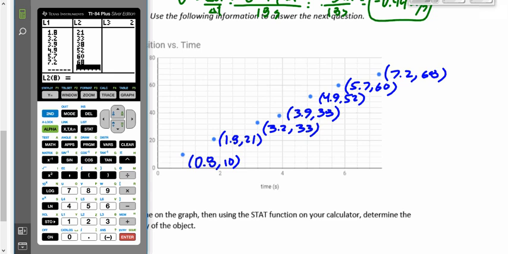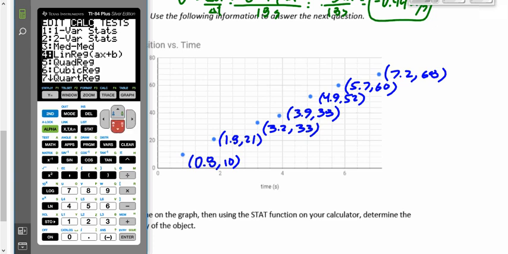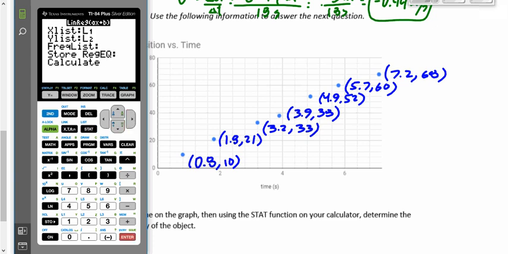Now what are my next 3 words? Stat, edit 1, stat, calc 4. Stat, calc, option 4, linear regression. Keep hitting enter as many times as you need to. Calculate. Oh, look at my slope is 9.38. 9, or you can say 9.4.